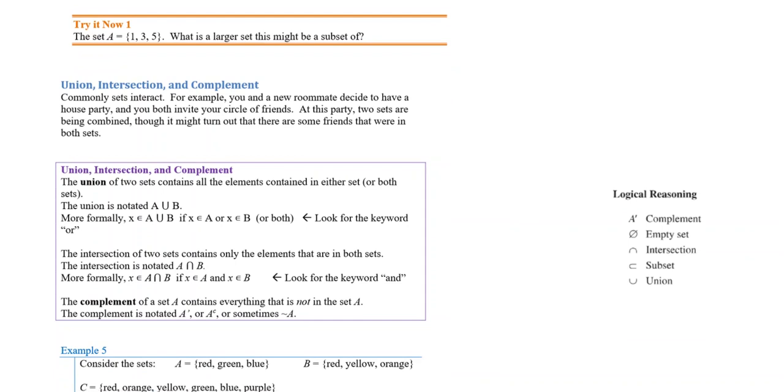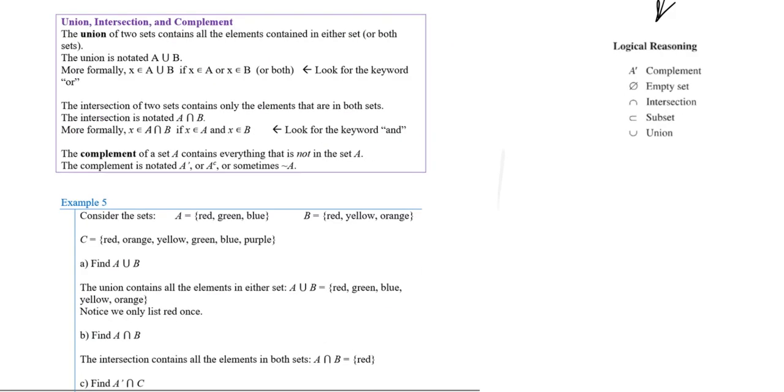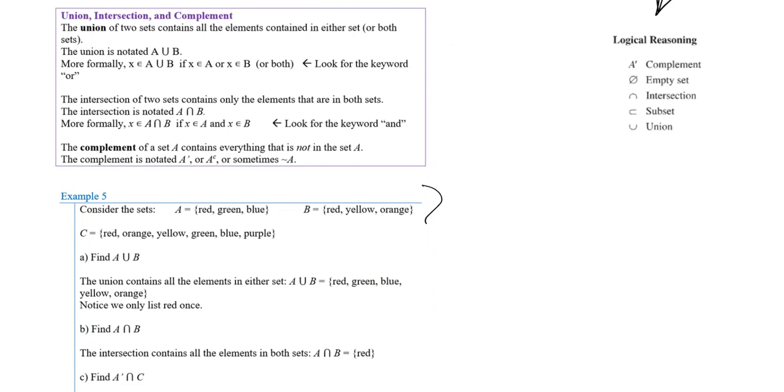Union, intersection, and complement. Again, I just want you guys to know this is over on your formula sheet. You have these symbols as well, so you don't have to memorize these as we go through it. But the union of two sets contains all of the elements contained in either set or both sets. So what did that mean? Well, I'll do it with this example. I'll do union first, and then we'll go to complement and intersection after.